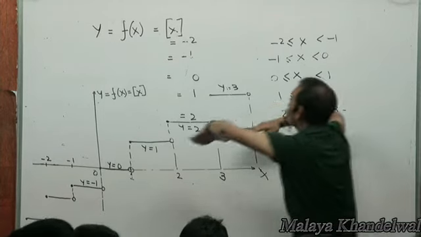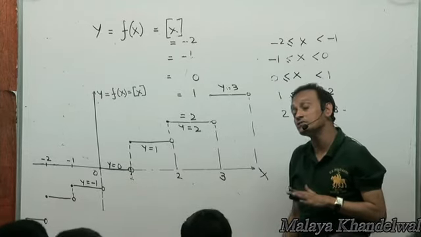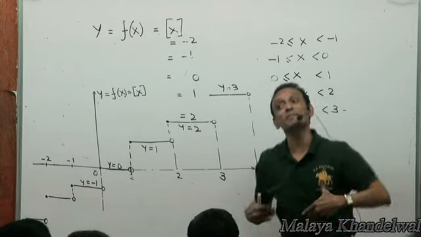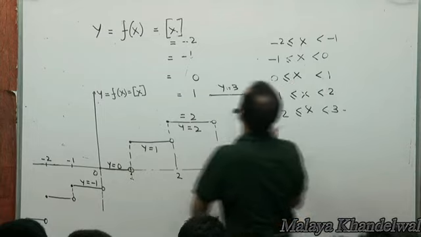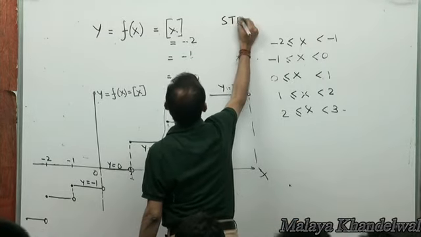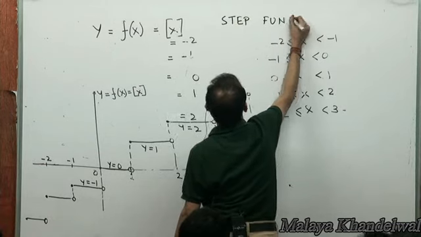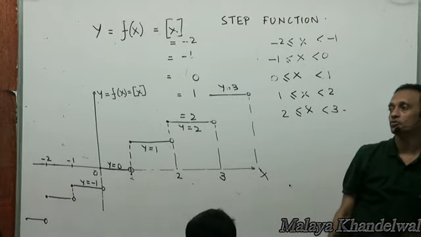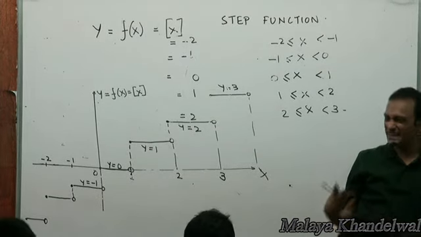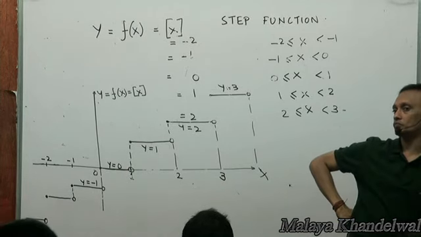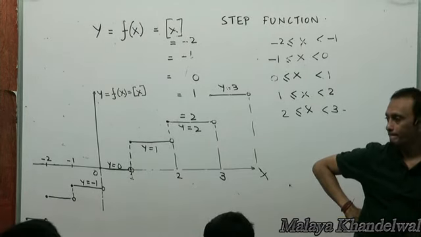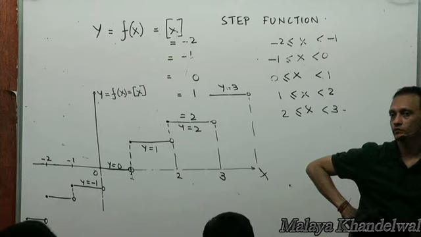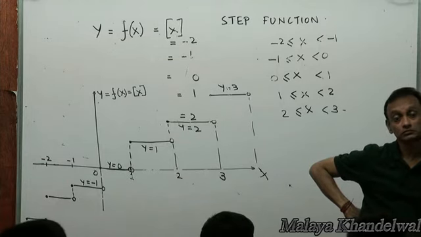And you see a series of steps here. Because of the very looks of the function, sometimes it's also called a step function. Box x or step function or greatest integer function. It's also called the greatest integer function, step function, and so on. Clear?